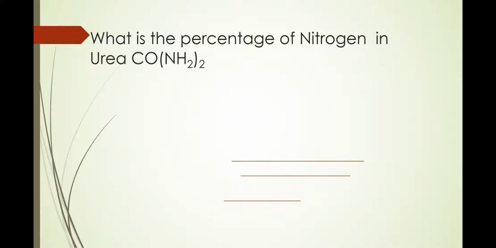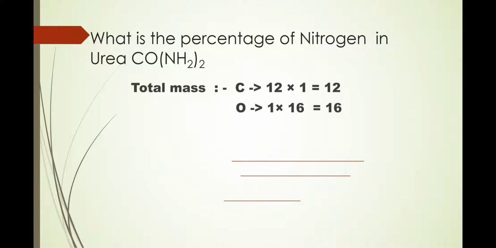What is the percentage of nitrogen in urea? Here in this question, you need to find the percentage of nitrogen alone. To find the total mass, find the mass of carbon, oxygen, nitrogen and hydrogen. Add all the values to get the total mass of urea, that is 60. Here the total mass is 60.